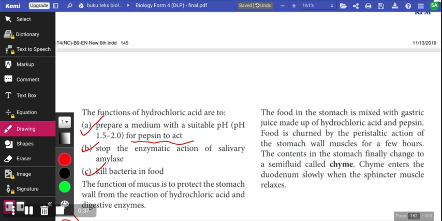If this is the function, to kill the bacteria in food, why does food poisoning still happen? It means the bacteria is too strong to be killed by the hydrochloric acid. Okay, but there's a protection here. The hydrochloric acid still functions to kill the bacteria in food. In certain cases only, there's bacteria that cannot be killed by the hydrochloric acid. Okay, and then the last one, the function of mucus.